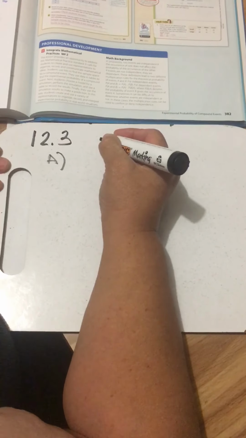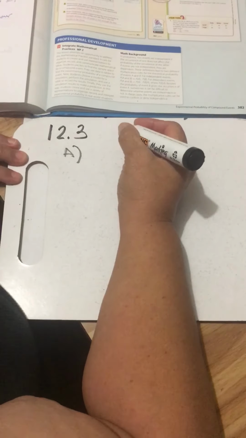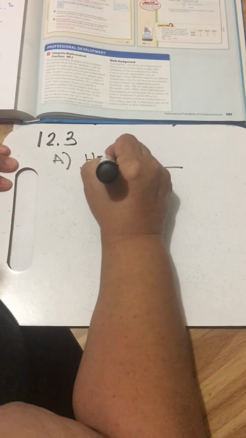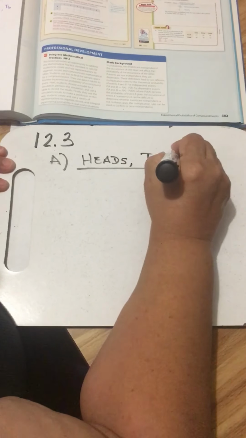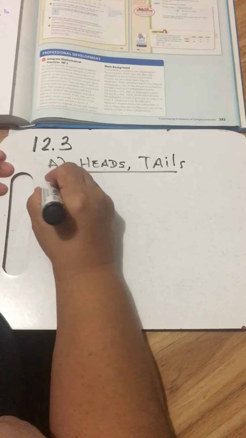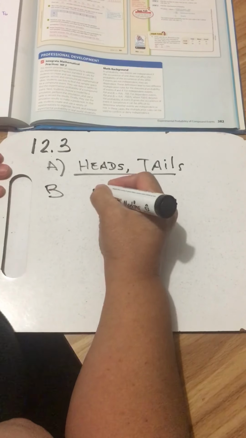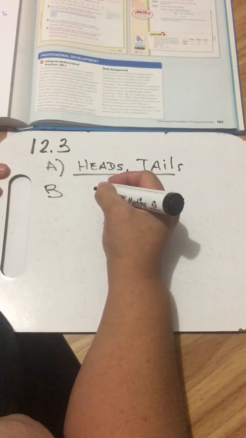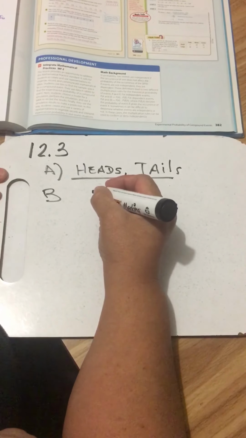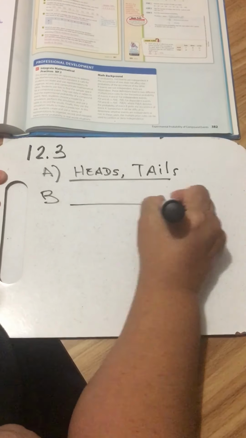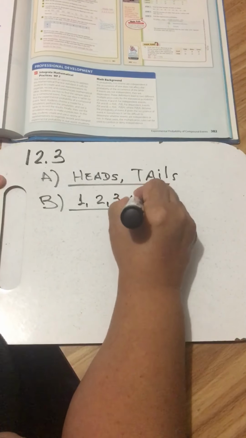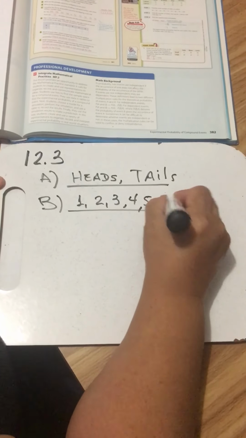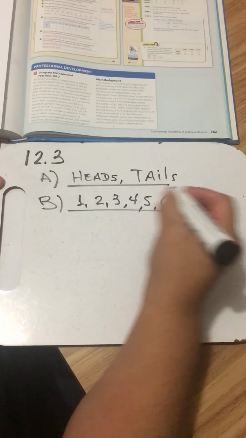What are the possible outcomes of flipping a coin once? There is heads, you complete in your book, and tails. In B, what are the possible outcomes of rolling a number cube once? There's going to be 1, 2, 3, 4, 5, and 6. These are the faces of the cube.